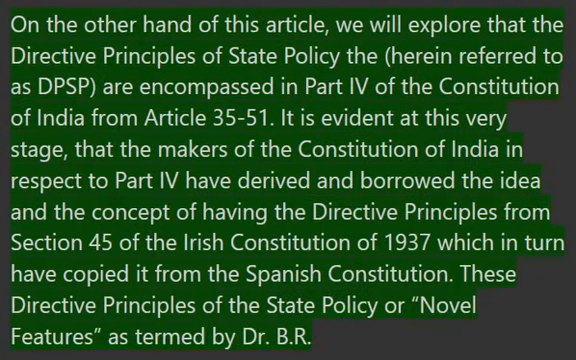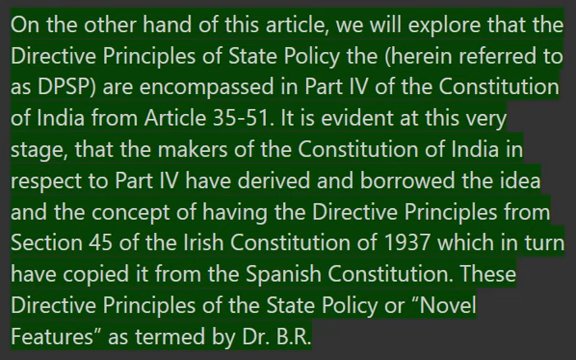On the other hand, in this article we will explore that the Directive Principles of State Policy, herein referred to as DPSP, are encompassed in Part 4 of the Constitution of India, from Article 36 to 51. It is evident at this very stage that the makers of the Constitution of India, in respect to Part 4, have derived and borrowed the idea and the concept of having the directive principles from Section 45 of the Irish Constitution of 1937, which in turn copied it from the Spanish Constitution.